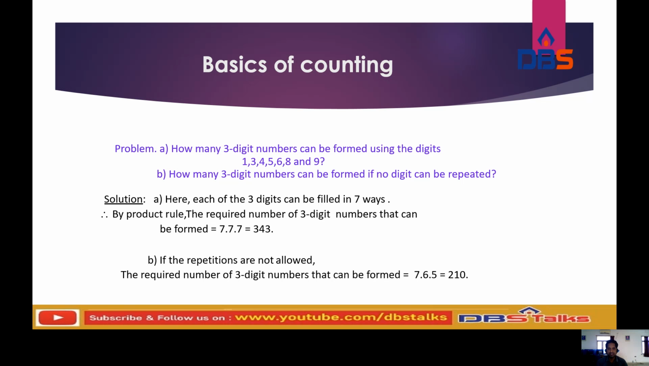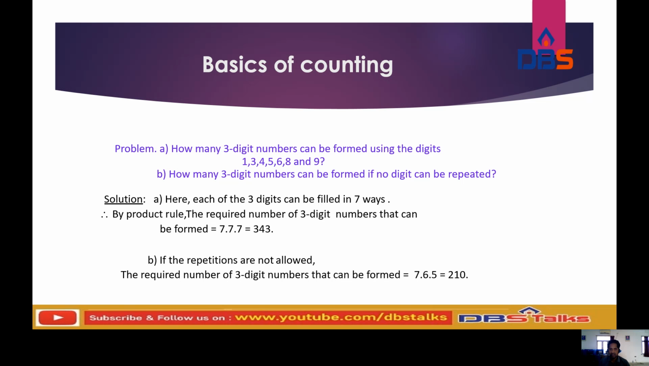See here, each of the 3 digits can be filled in 7 ways. So total possibilities are 1 2 3 4 5 6 7. We have to take a 3-digit number. It may be like 1 2 3, or 1 3 4, or 1 3 5, or 1 5 6, whatever 3 digits you are using. But what we say here is it may be repeated. If it is possible to repeat, then how many ways can it be arranged?